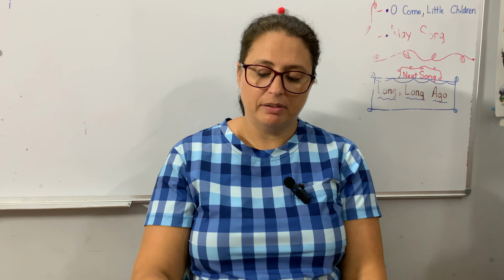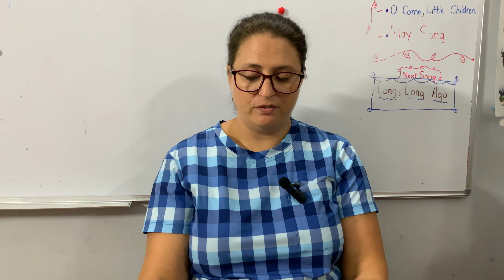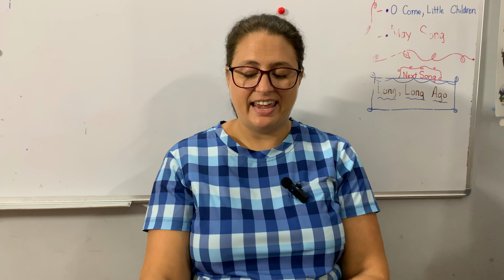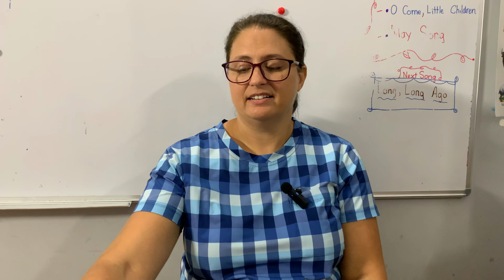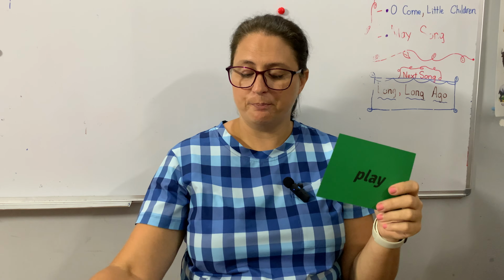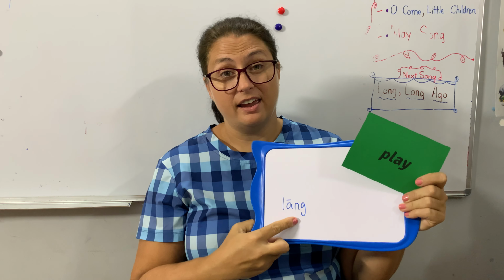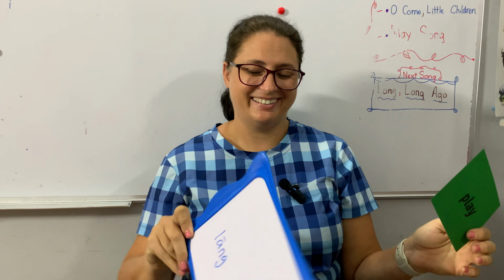The next word is play, to play. If you're around children a lot, you'll use this word a lot. It's laying. So to play is laying. L, long A, laying. Okay.